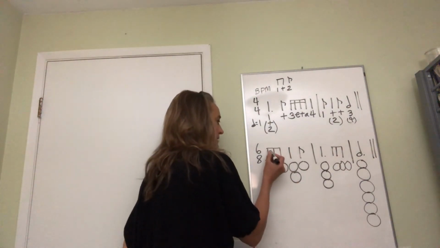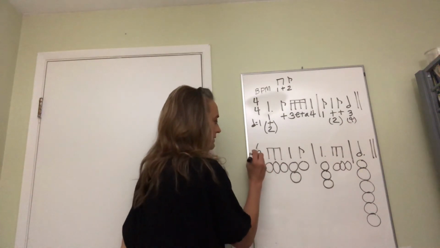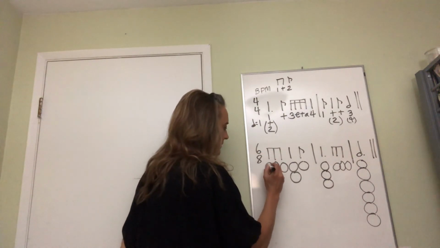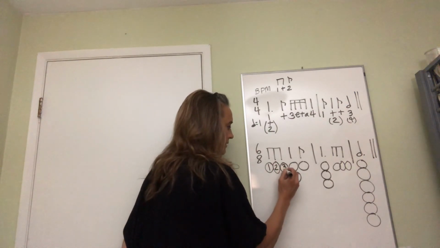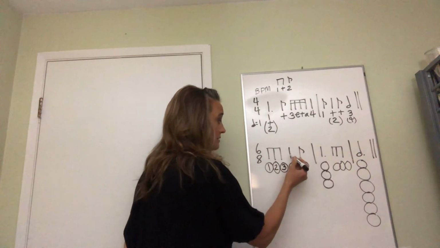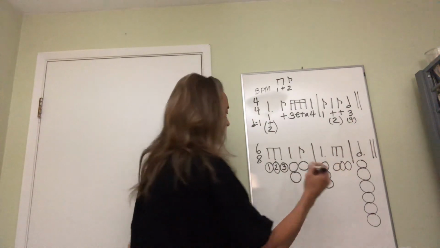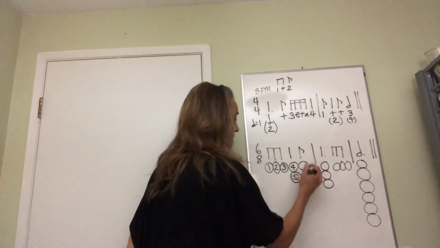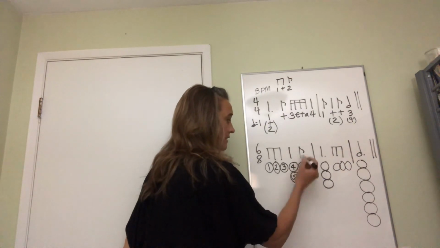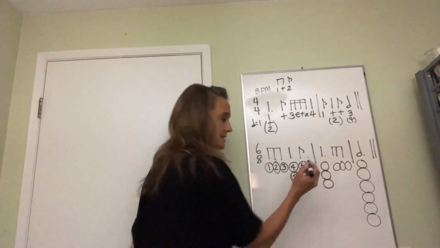So putting the numbers should be pretty easy. We have the eighth note equals 1. We know we have to get to 6 beats per measure. Each eighth note is 1 beat. So 1, 2, 3. Quarter note. We have 2 eighth notes in that. So we're going to have 4, 5. And then the eighth note is our last beat of the measure, 6.